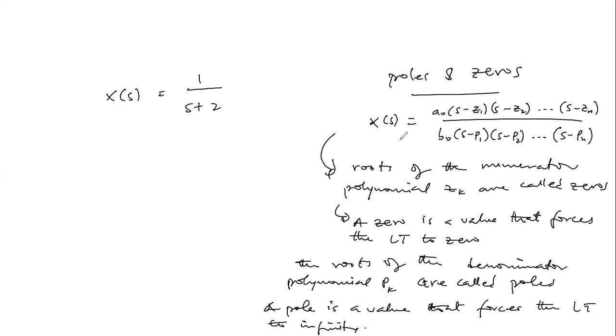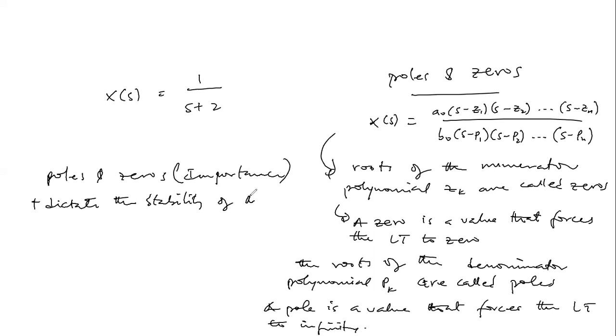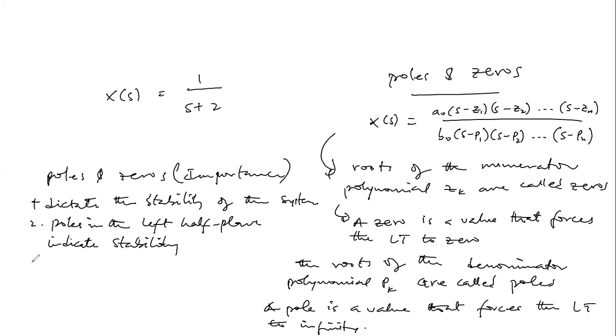Okay? And now this is very important in that the poles and zeros, in terms of their importance, one, they dictate the stability of the system. And also, poles in the left half plane indicate stability, while zeros can also affect the response speed and overshoot. Okay? So these are the significance of the zeros and poles.